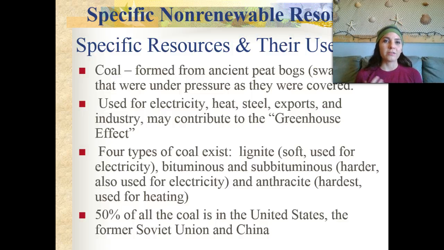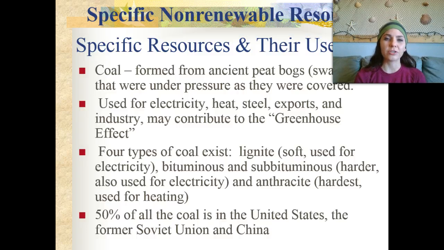So coal, this is something that everybody has probably heard or knows about. It's formed from ancient peat bogs or swamps that were under pressure as they were covered. Coal is used for electricity, heat, steel production, exports, and industry, and it contributes to the greenhouse gas effect. There are 4 types of coal that exist.